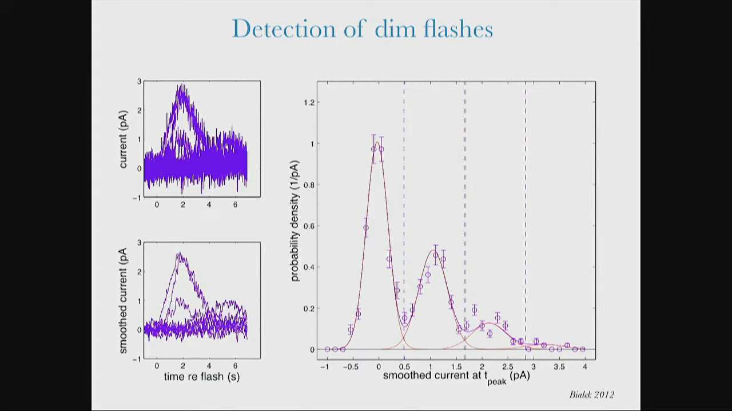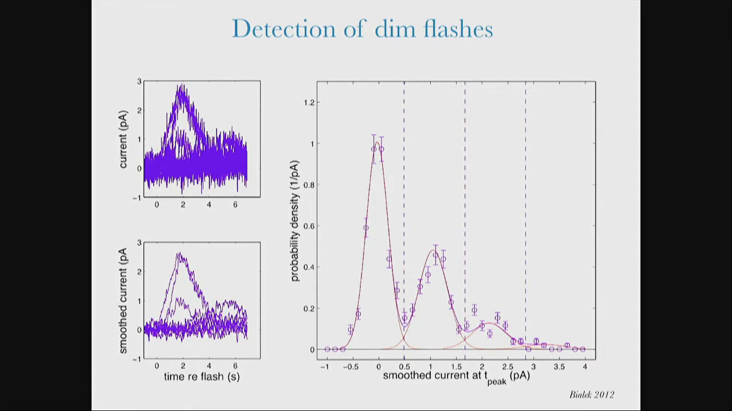This is a response to one of these dim flashes. A lot of the time nothing happens, and then every once in a while you get a response, and sometimes you also get a larger response. If you take the peak of these responses and draw a histogram of it, you get a curve like this. The experimental points are the circles. You can clearly see the single photons, because you can see a peak here at zero, which corresponds to no photons having been absorbed. Here you can see the response to a single photon, and here the response to two photons, and so on and so forth.